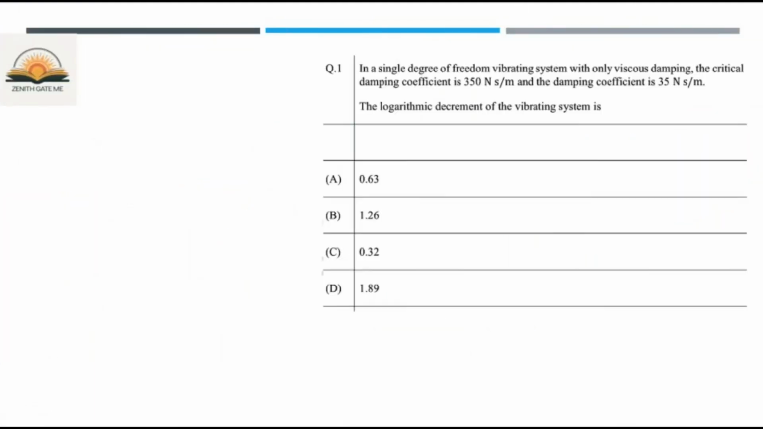So this is also a 1 marks question from vibration. In a single degree of freedom vibrating system with only viscous damping, the critical damping coefficient and the damping coefficient are given. You have to calculate the logarithmic decrement. The logarithmic decrement formula you already know, which is nothing but 2 pi zeta divided by square root of 1 minus zeta square.